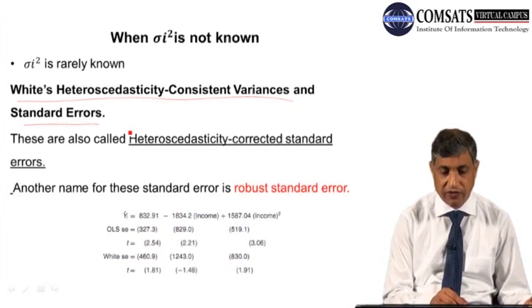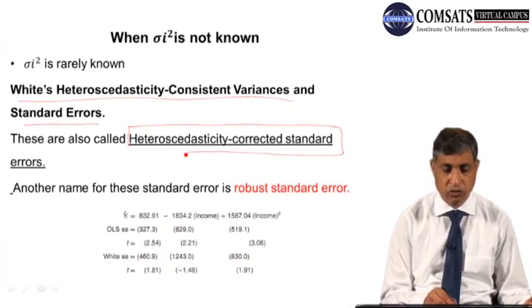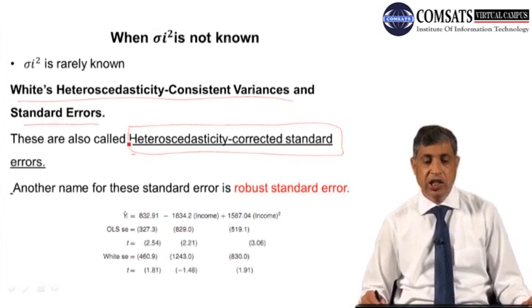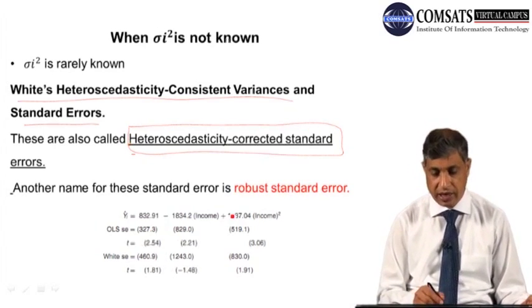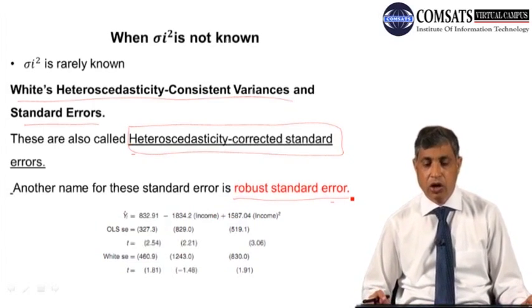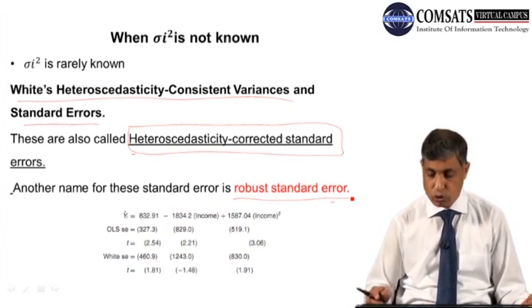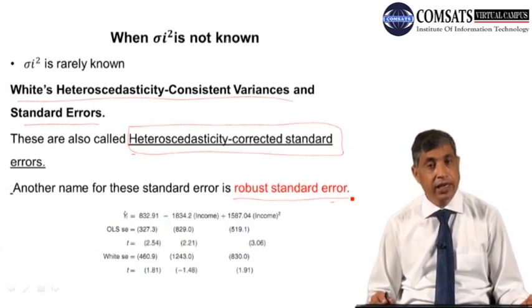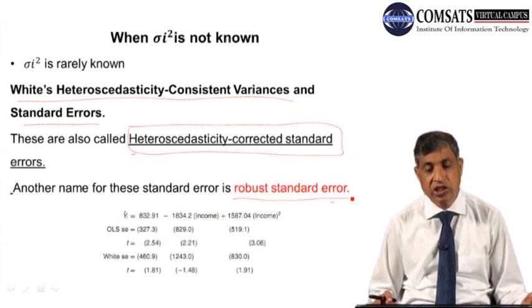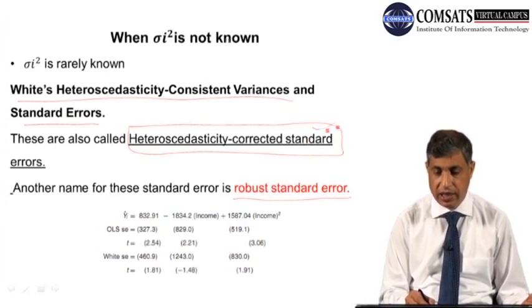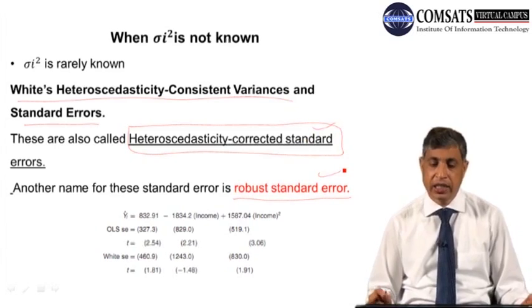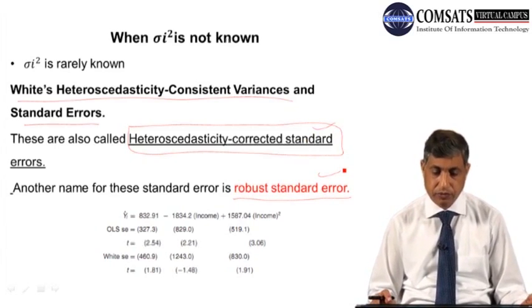When we correct these according to the White given criteria, we call them the heteroscedasticity corrected standard errors, and there is a third name for this. This is a robust standard error. So three names. The first is White heteroscedasticity consistent variance and standard errors. The other is this one, and this is most important. This is the robust standard error.